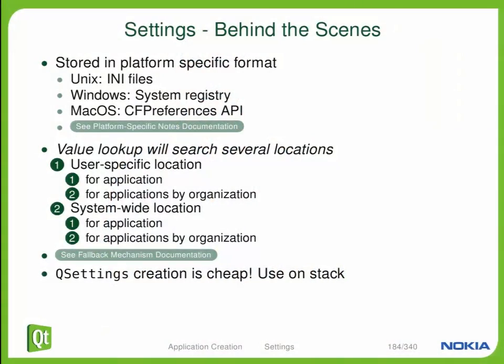Now, I made mention of this earlier, that the back end for QSettings is going to be different depending on the platform that you're on. On Windows, you're going to use the system registry. On Unix, you get these special ini files. And on the Mac OS, you use the preferences API. This is all going to be taken care of behind the scenes for you so that you don't have to worry about the specific implementation. It's really just keys and values.